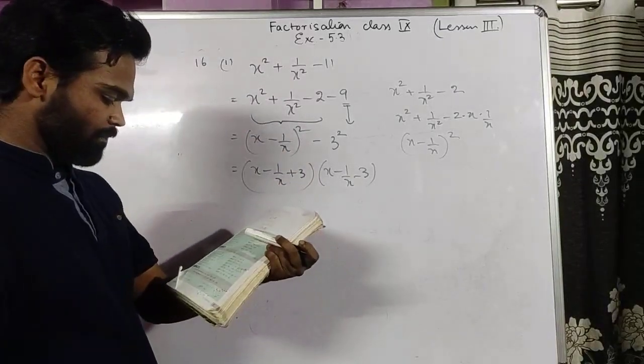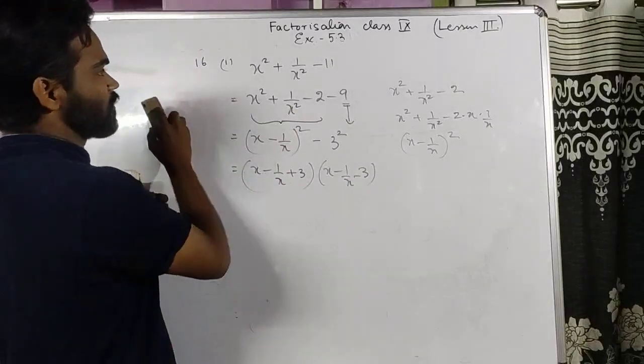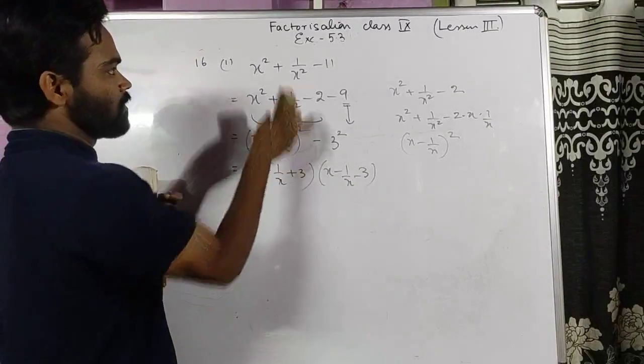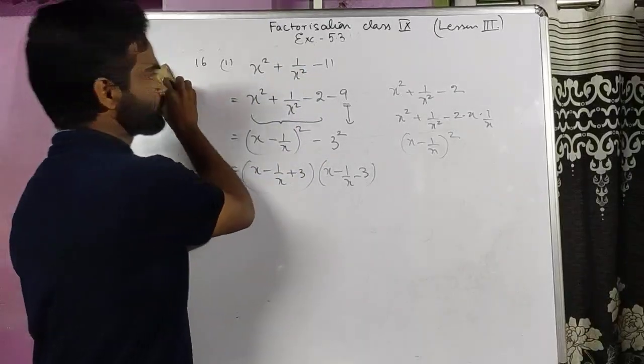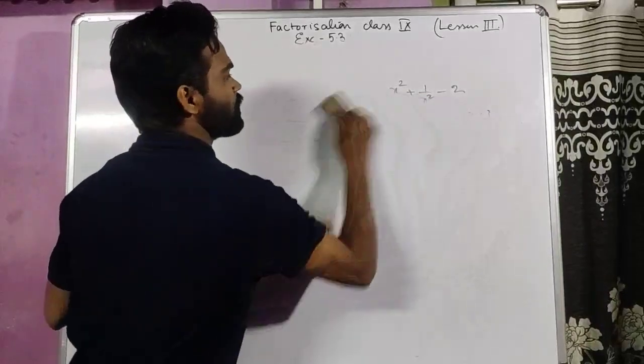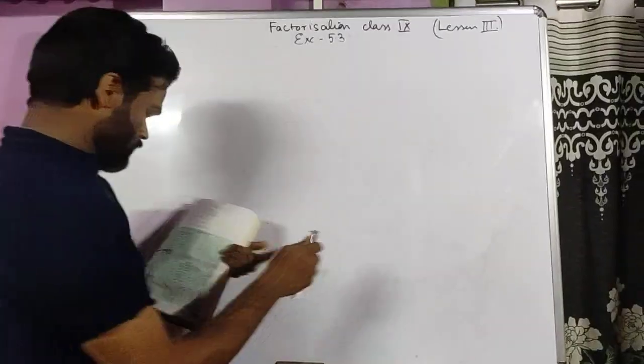This was a nice sum. So we have to do certain adjustment in these kind of sums to get this expression in the form of a square minus b square. You can pause the video to note down the sum.